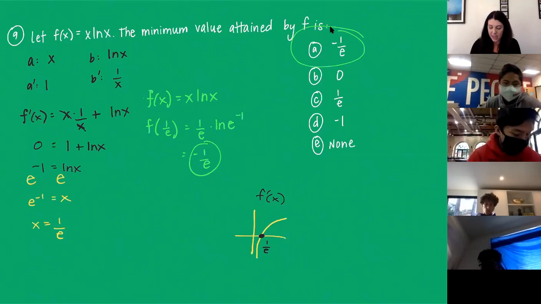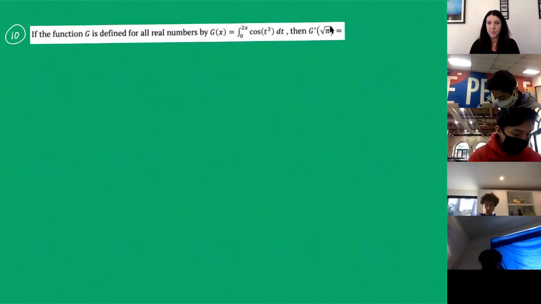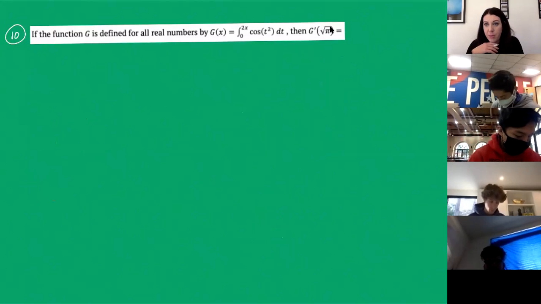All right, let's go on to the next one. Got two more that we're going to do. Ooh, this one was a doozy. And it's not that bad, but this requires knowledge of the second fundamental theorem of calculus. I think we did some videos on that. I'm pretty sure they're on YouTube. Again, you can just look this up if you get confused.